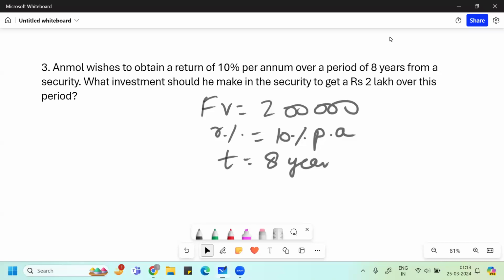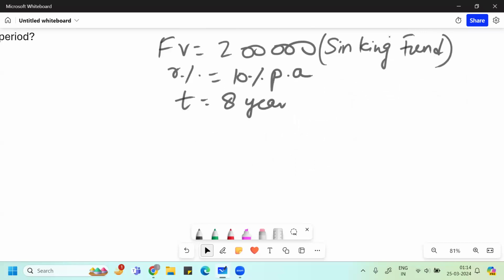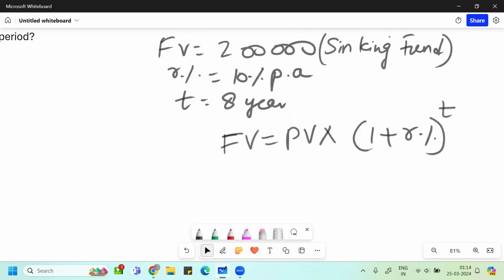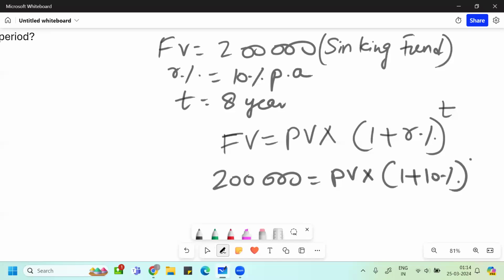So 2 lakh rupees is called the sinking fund. The objective is to find what present value of money will give him 2 lakh rupees after 8 years. Here you just use the formula: future value of money is equal to present value into 1 plus rate of interest to the power time. The future value of money is 2 lakh rupees, the present value is what we want to determine, and the rate of interest is 10% to the power 8.